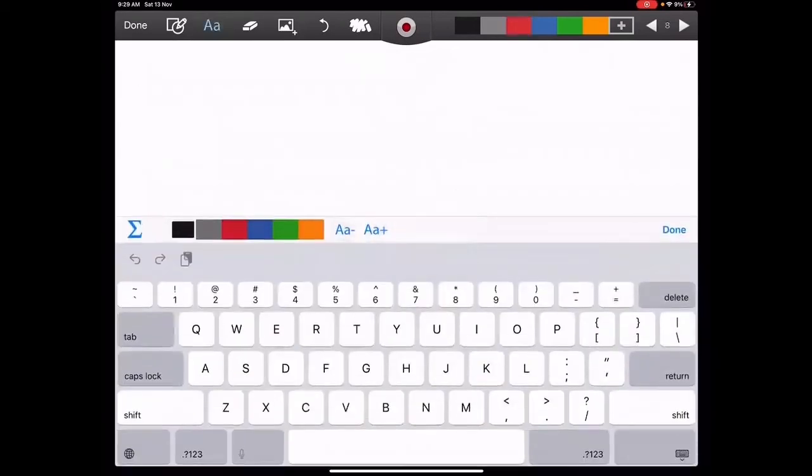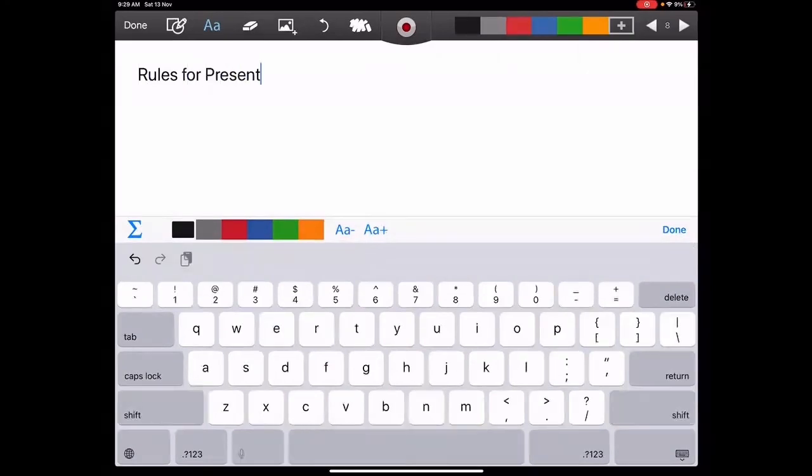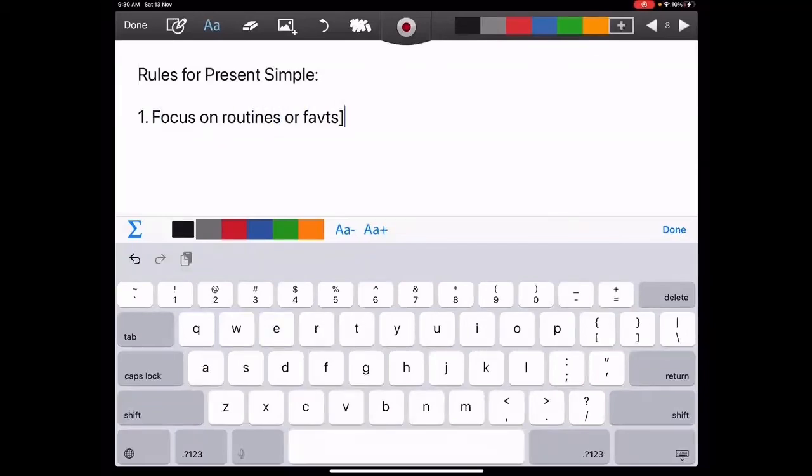To sum up, a quick review of the rules for present simple. I think there are in total 5, so let's focus on the five rules of present simple. Rule number 1. Present simple is for routines or facts, so always focus on those. If it's a routine or a fact, that is definitely present simple. Or in other cases, things that are always constant. We mentioned that in present simple.